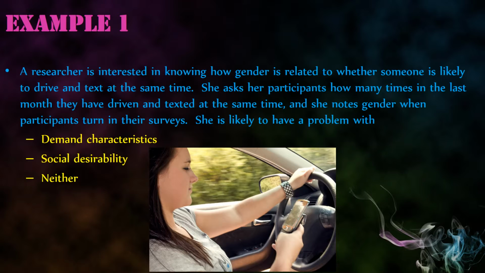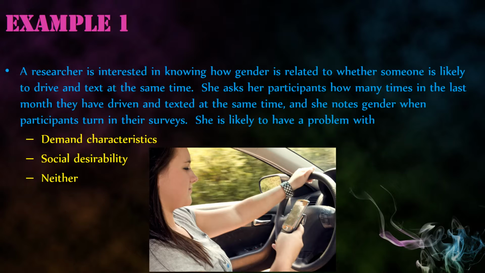So first, let's talk about demand characteristics. Demand characteristics are when the participant can figure out what's going on in the study. The researcher is asking the participant about texting behavior and then assessing the participant's gender. So it's unlikely that the participant is going to somehow be able to figure out that his or her gender is what the researcher is looking for, and so the participant is not really going to be able to figure out which direction to put his or her answers. So demand characteristics are not going to be a problem.